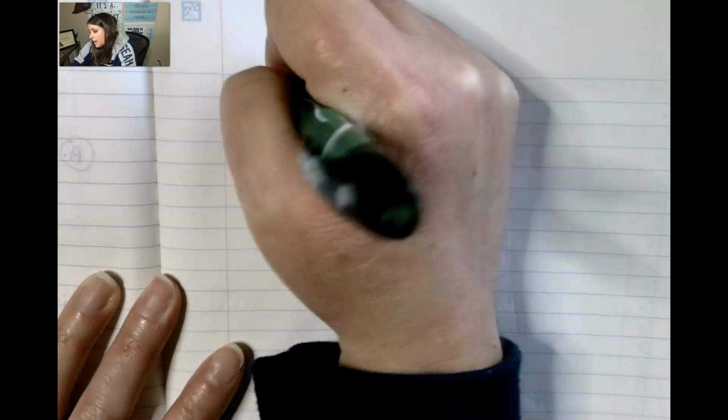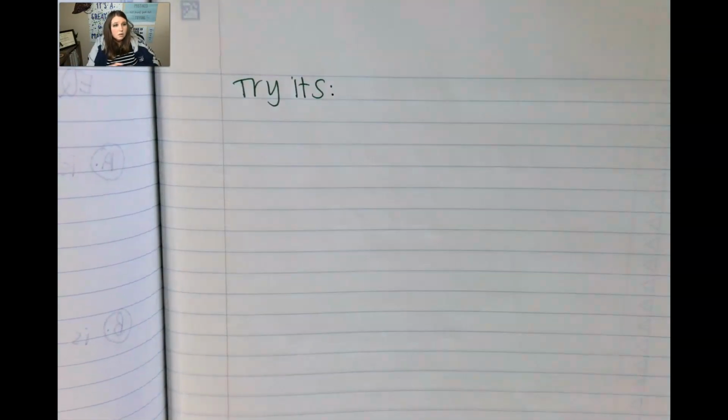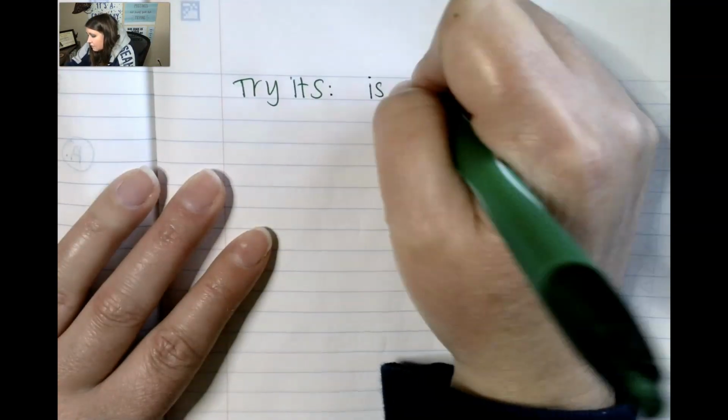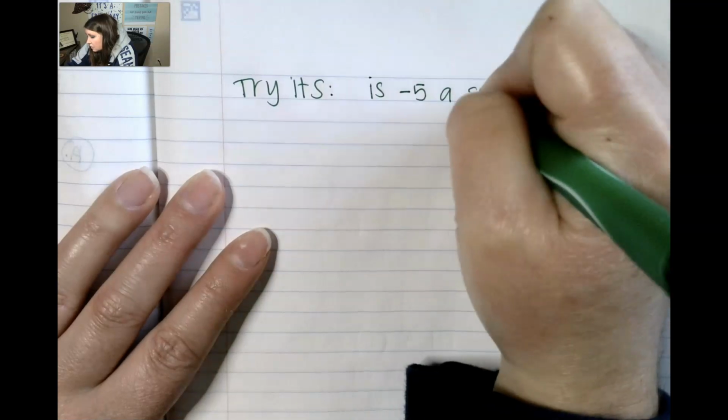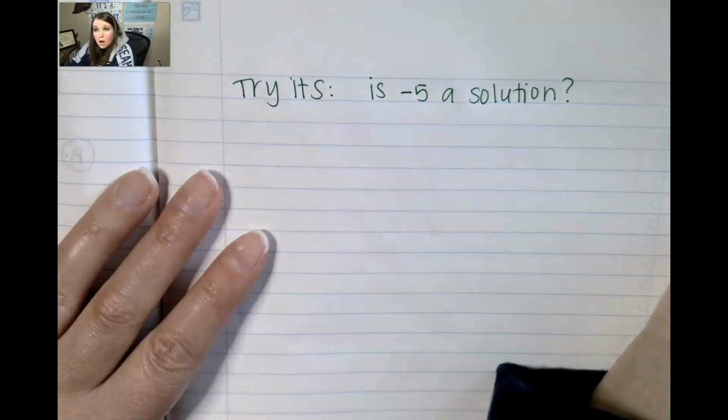All right. Let's go ahead and do our try-its for today. The try-its for today are: tell whether negative 5 is a solution. Is negative 5 a solution? And that's the one that they're using for all of the problems.